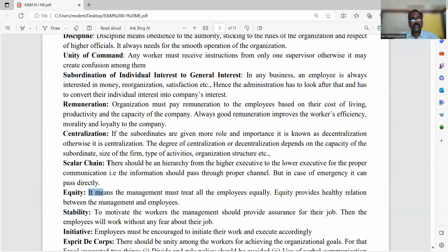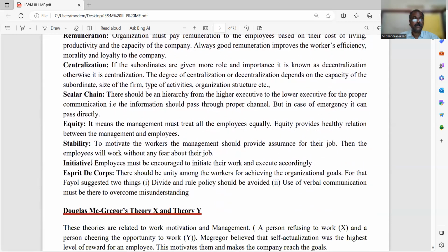Next, equity. It means management must treat all employees equally. Equity provides a healthy relation between the management and employees. Stability. To motivate the workers, management should provide assurance for their job. Then the employee will work without any fear about the job. Next, initiative. Employees must be encouraged to initiate their work and execute obviously.